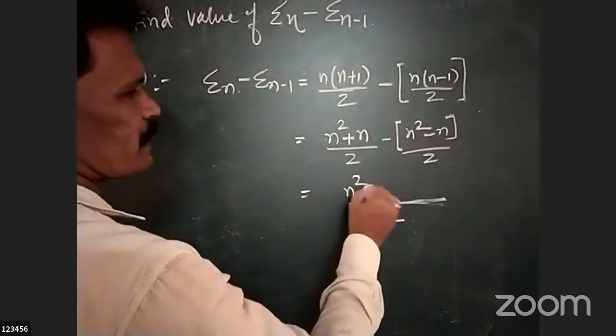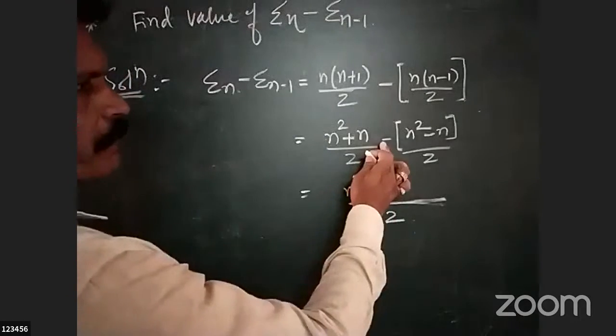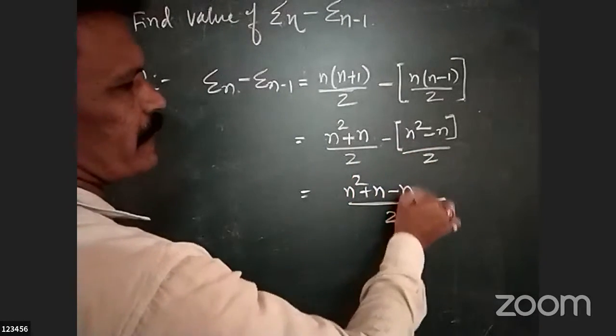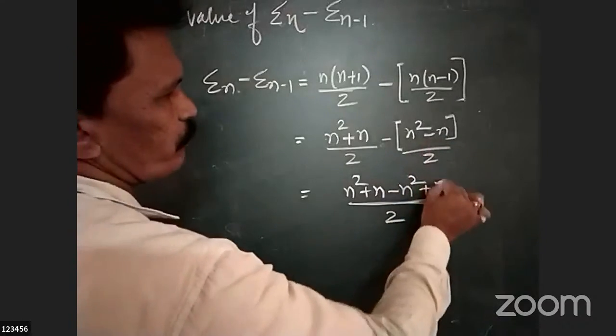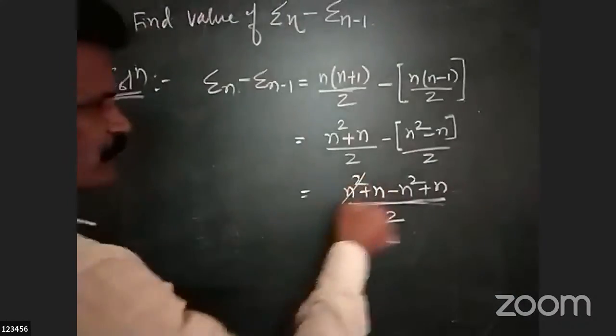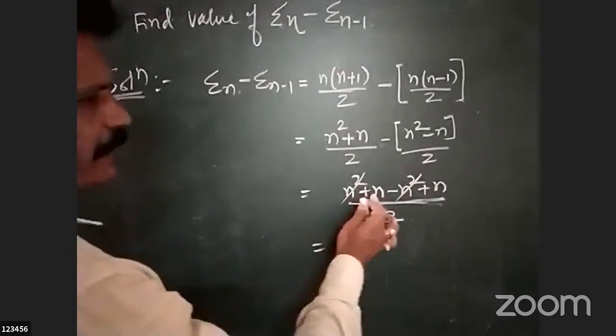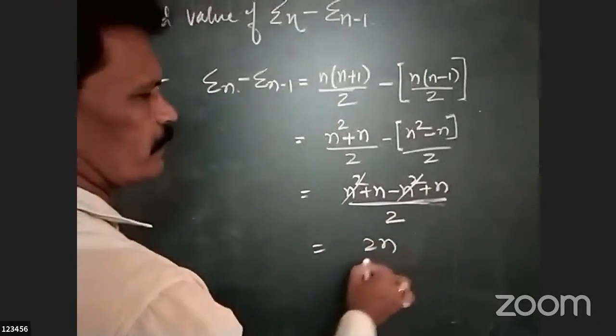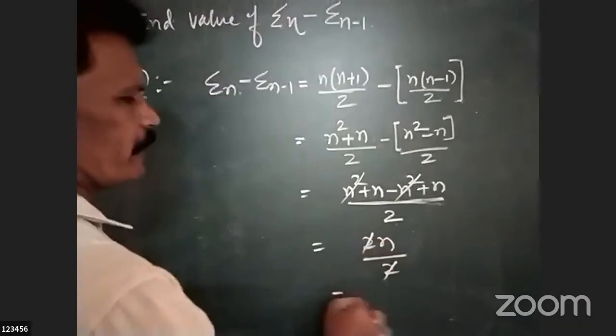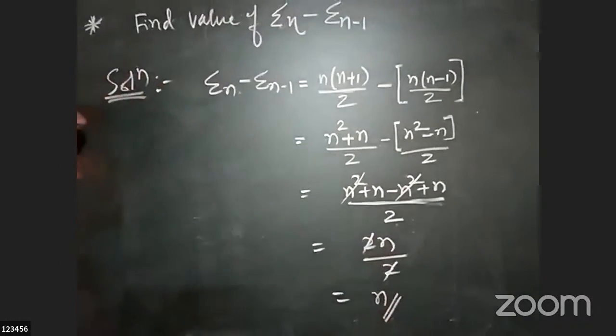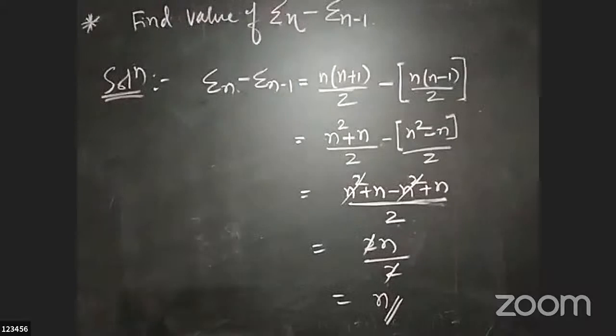N square plus n, minus n square minus n, that is plus n. Plus n square minus n square get cancelled. N plus n is 2n divided by 2. The 2 gets cancelled. The answer is n. What is the answer? The answer is n. I hope you got a clear idea. Yes, sir.